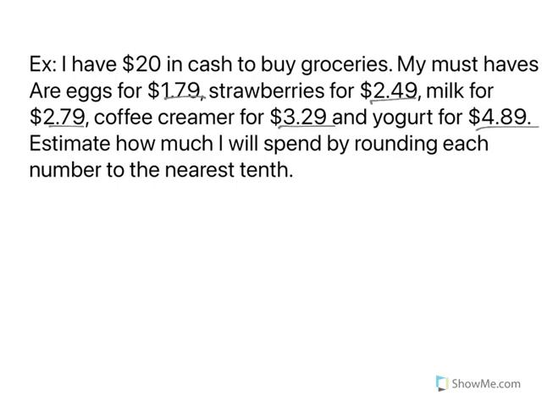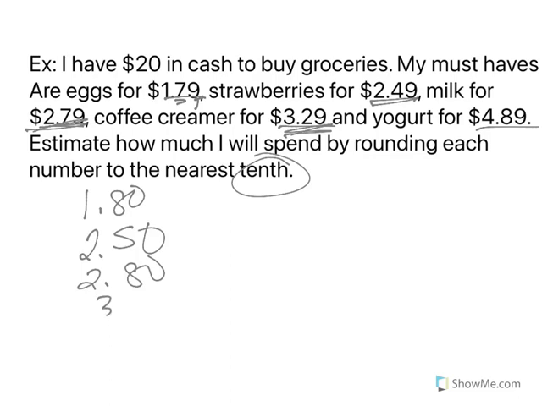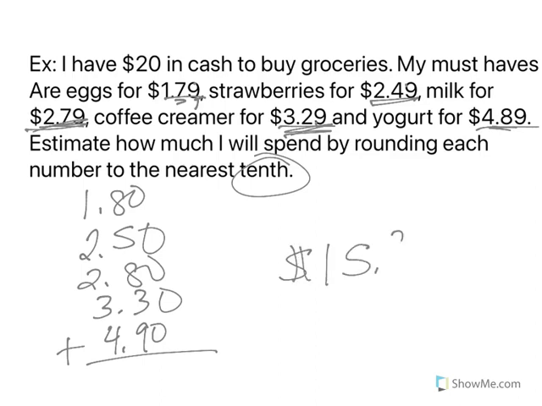Okay, so to the nearest tenth. So $1.79 rounds to $1.80, $2.50, $2.80, $3.30, and $4.90. And you might say, you know, that's really not helping me much, but getting rid of those 9s at the end really does help a bit. So now when I add these all together, I end up with approximately $15.30.